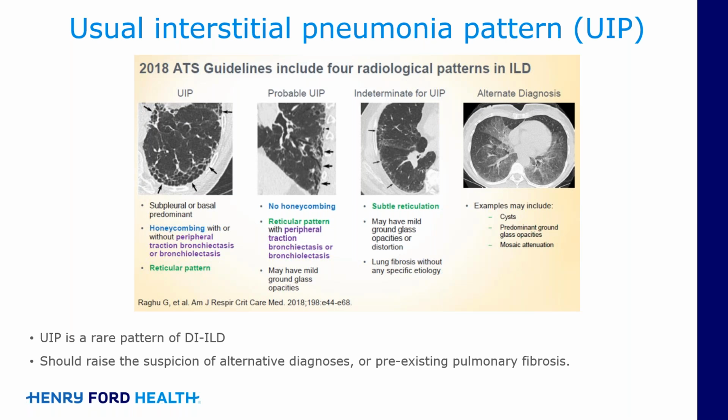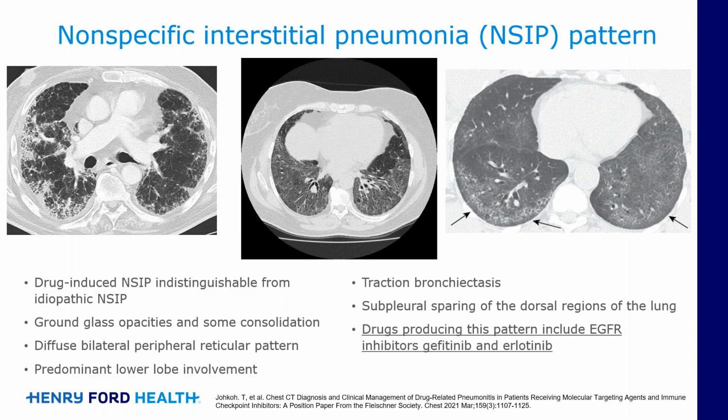The UIP pattern, which we talked about initially, is characterized typically by subpleural reticulation, which is basilar predominant, traction bronchiectasis, and honeycombing. It is a rare pattern in drug-induced ILD. When we find a typical UIP pattern, that should raise our suspicion for an alternative diagnosis other than drug-induced ILD, or the presence of pre-existing pulmonary fibrosis.